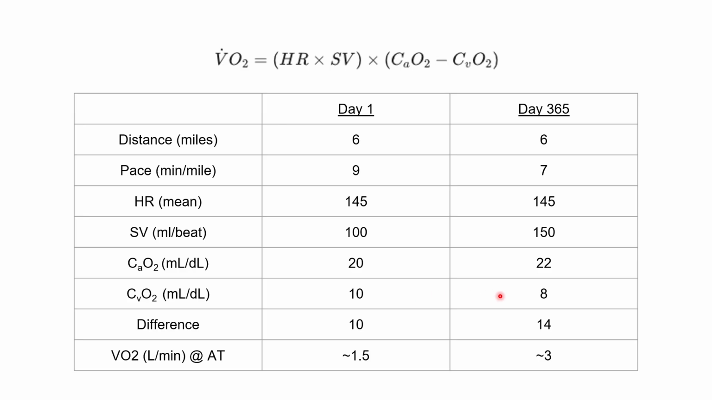And the reason for this is that over time they've increased their amount of muscle, they've increased the capillaries feeding that muscle, they've increased the number of mitochondria, the density of mitochondria, and the efficiency of mitochondria. So they're able to extract more oxygen from the blood that's being delivered. And this gives them a greater arteriovenous difference. So when you multiply all this out, you can see that their VO2 has increased from 1.5 liters per minute a year ago to around 3 liters per minute today. And this is true. With training, we can increase both our VO2 max as well as our anaerobic threshold.